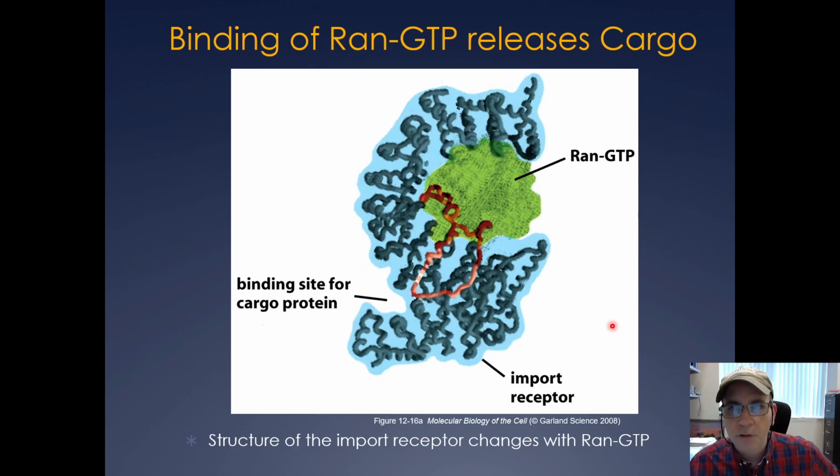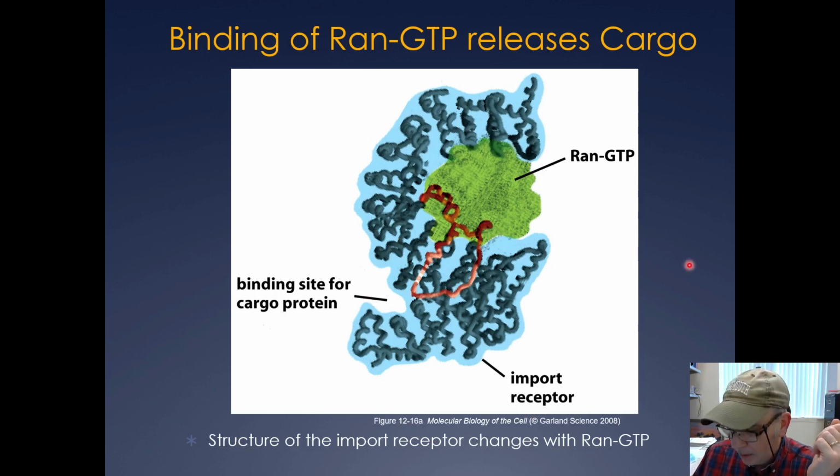Here's basically the structure of a nuclear import receptor. You have it here, and here you have the RAN GTP. So this would actually be in the nucleus at this point in time, and then you have your cargo binding. So this will be brought out. The RAN GTP will be hydrolyzed to RAN GDP, and the RAN GDP will be released, and then the import receptor can bind cargo and then be brought back in.